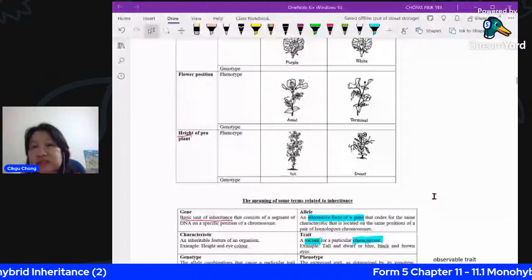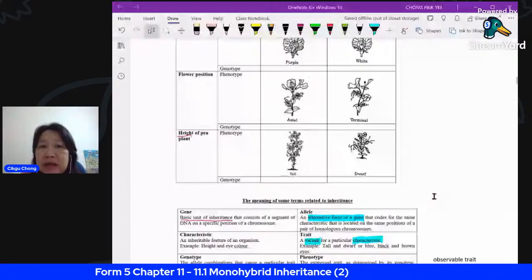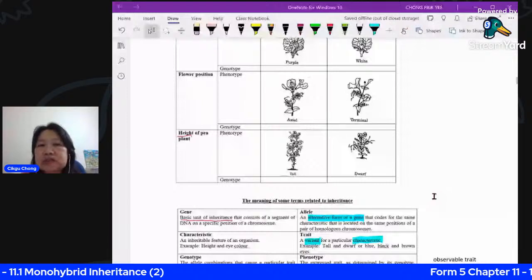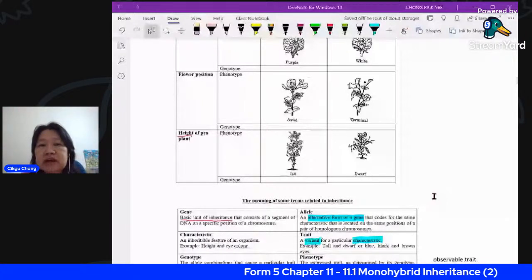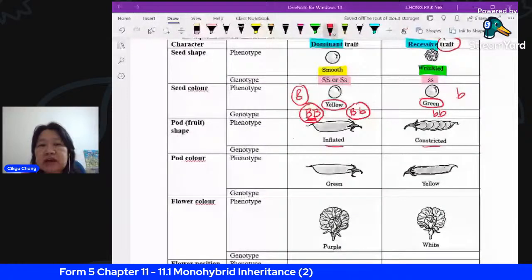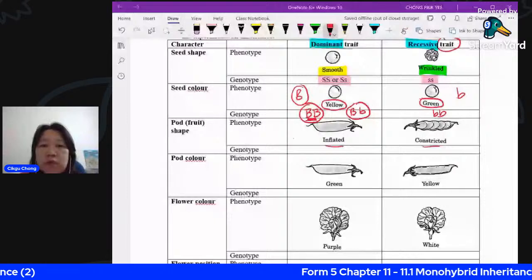So when it is yellow, it could be either one of 2 combinations. You have 2 capital letters, or 1 big and 1 small, because dominant is stronger. If you have 2 copies of the dominant allele, it will definitely show the dominant trait, which is yellow. If you only have 1 dominant allele and 1 recessive, it will still show yellow, because yellow is known to be dominant.